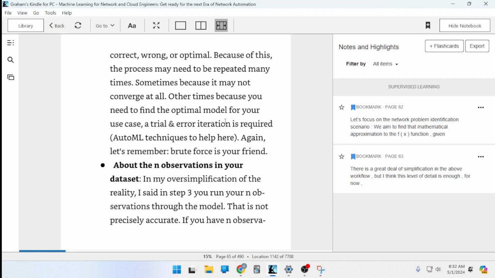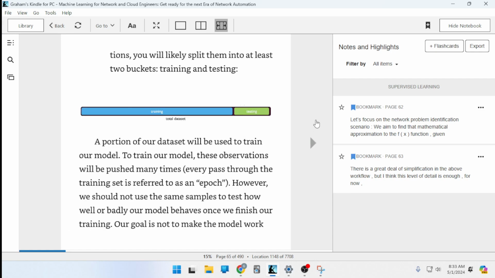So, about the N observations in your dataset. In my oversimplification of the reality, I said in step 3 you run your N observations through the model. That is not precisely accurate. If you have N observations, you will likely split them into at least two buckets: training and testing. All right, and I remember this from the Fast AI course. Basically, what you want to do is preserve some of your data so you can validate the results.